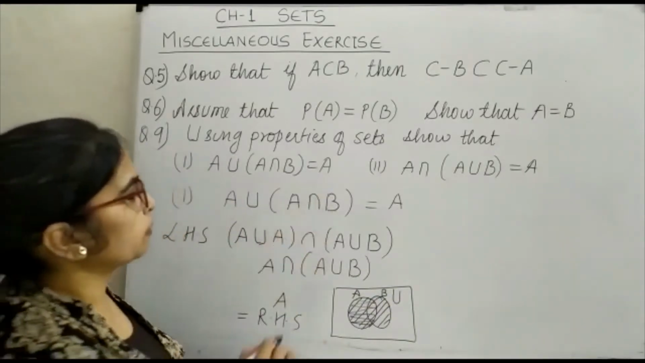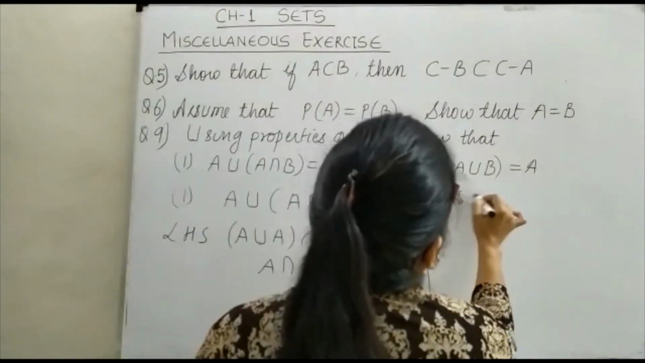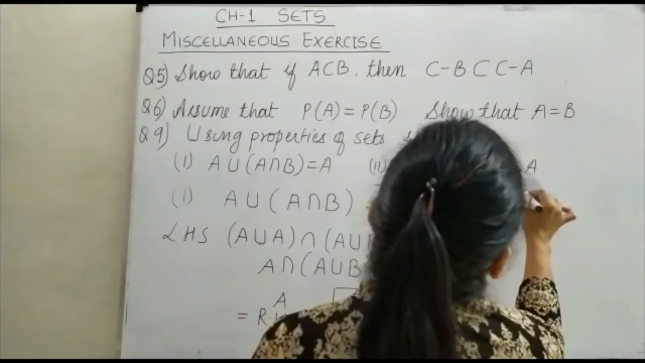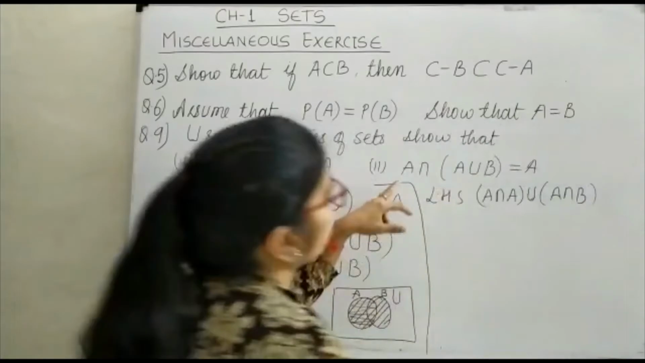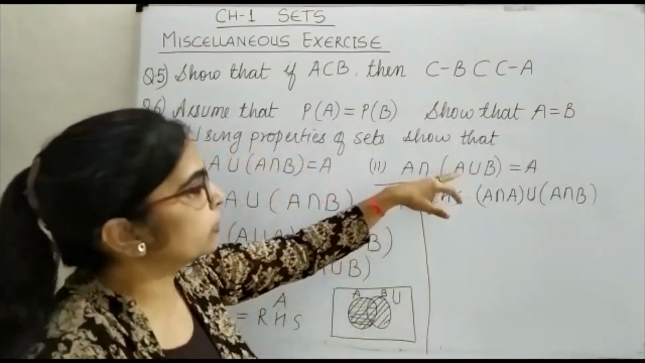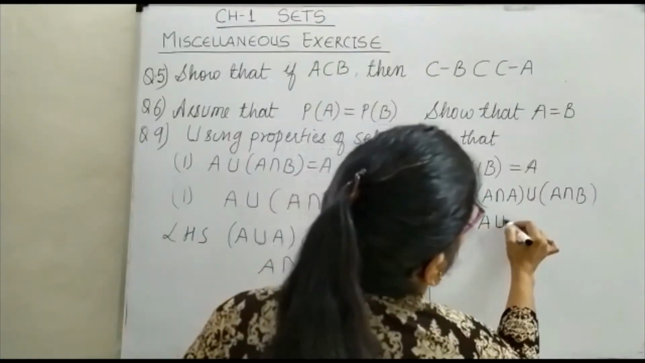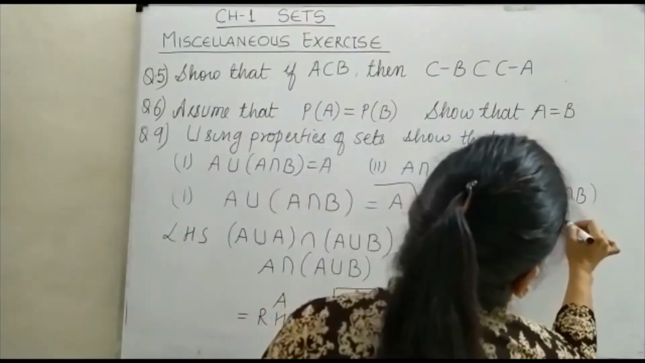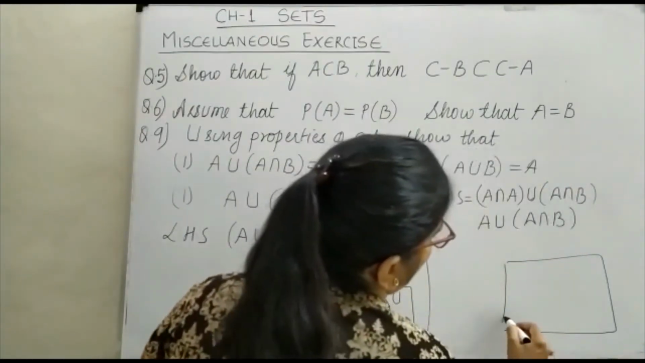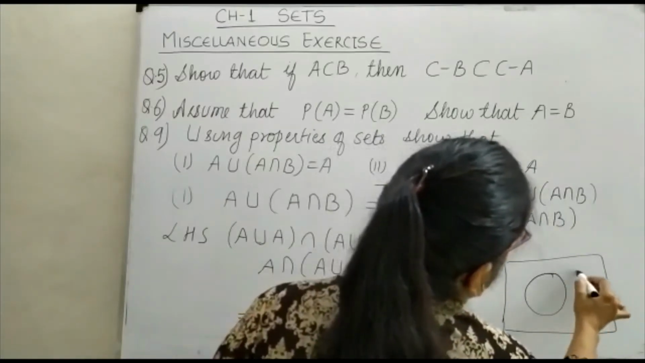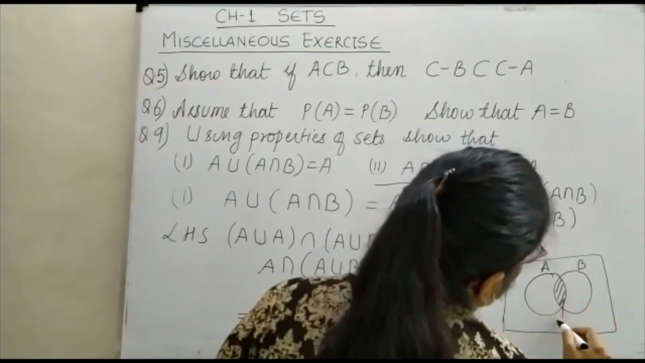In the same way we will proceed for the second question also. Left hand side, that is A intersection (A union B). Here the intersection is distributive over union. So you can see here, (A intersection A) union (A intersection B), right? Again we will move to the Venn diagram. You can see here this is A and this is B and this is your A intersection B.